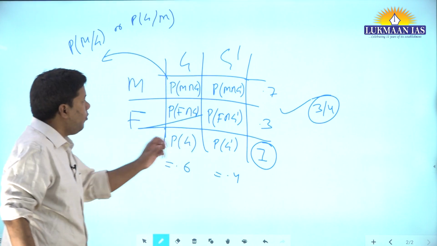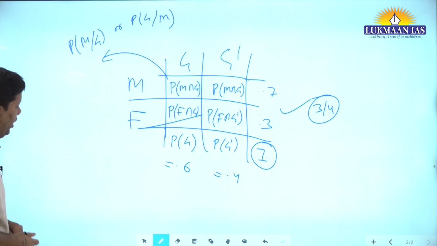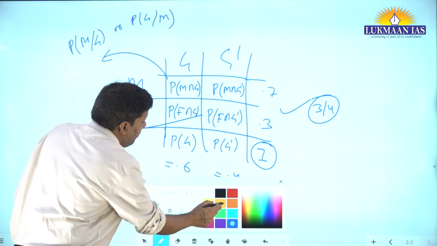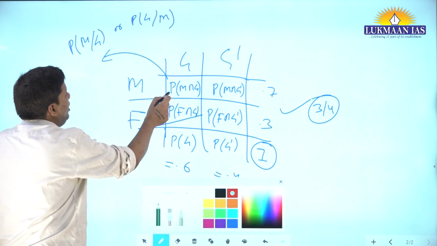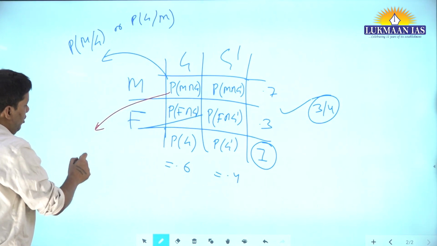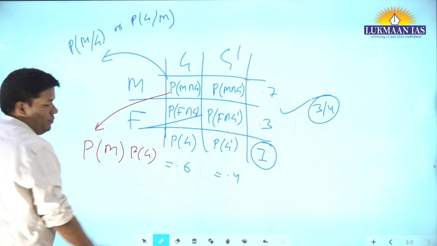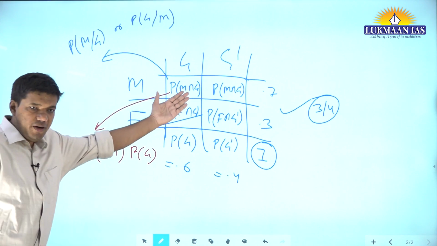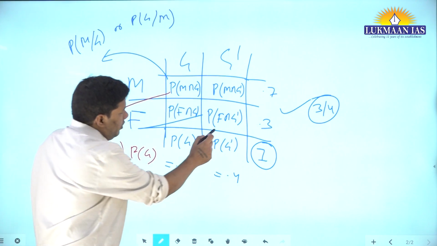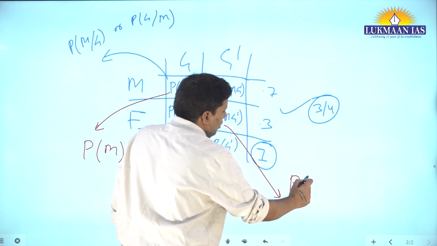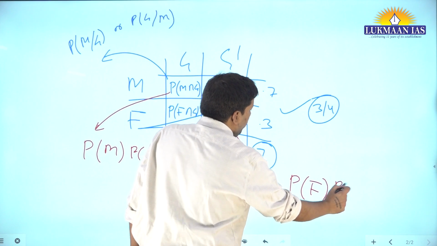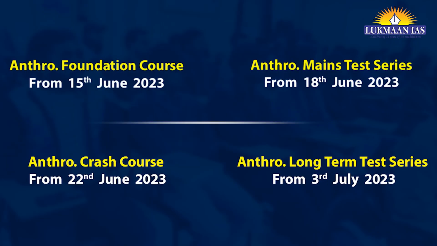Why am I pointing this out? Let's say when I say M and G are independent, what can you write here? Probability of M into probability of G. If they are independent, you can simply multiply. Similarly, at this place, you can replace it by probability of F into probability of not being graduate. Now let us take one question.